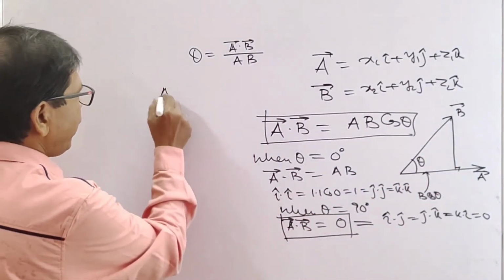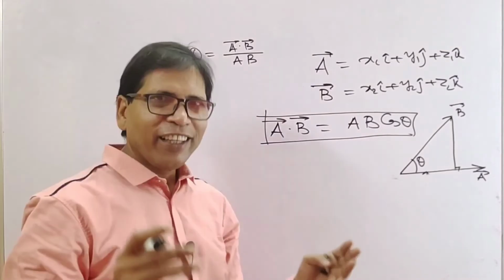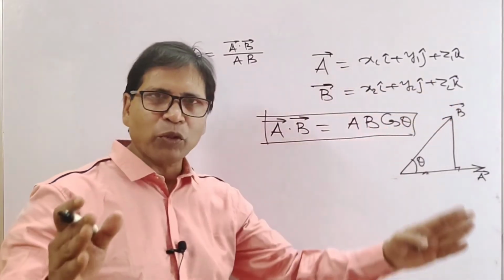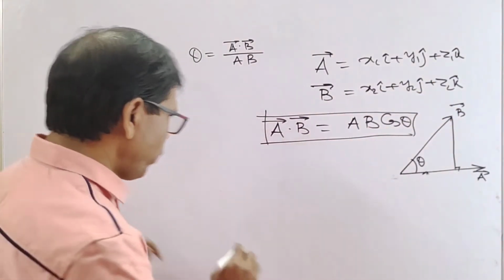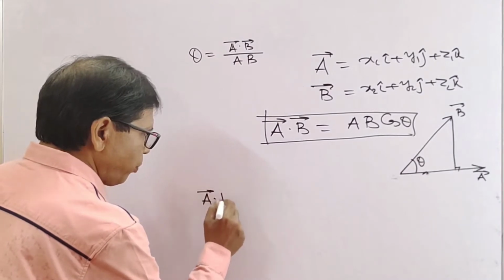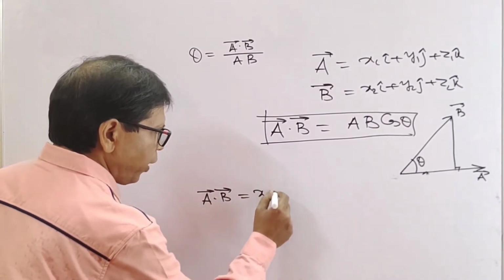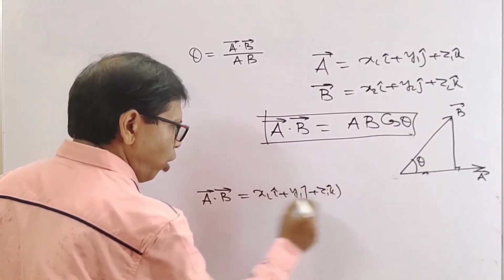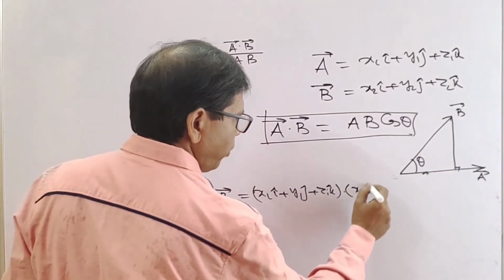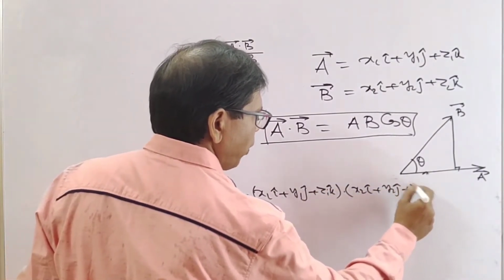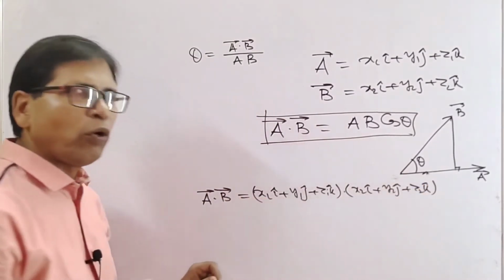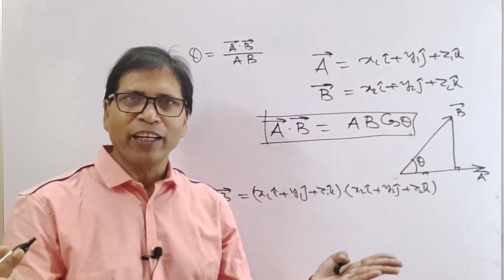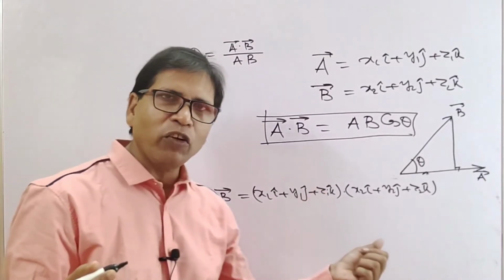Look at this, here a dot b. Now we have to calculate a dot b in terms of x1, x2, y1, y2, z1, z2. Here a dot b is equal to x1 i cap plus y1 j cap plus z1 k cap, dot x2 i cap plus y2 j cap plus z2 k cap. Look at this. We know i dot i is equal to 1, j dot j is equal to 1 and k dot k is equal to 1, and i dot j is 0, j dot k is 0, k dot i is 0.